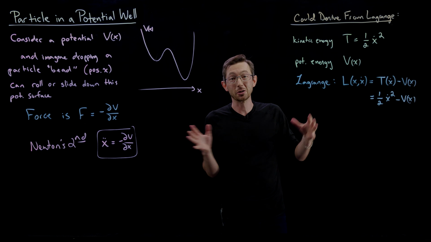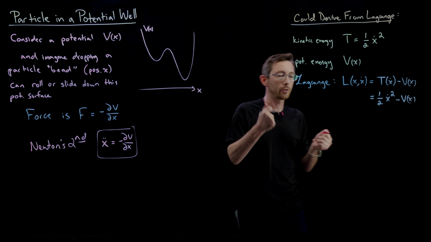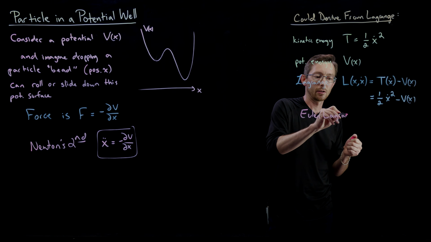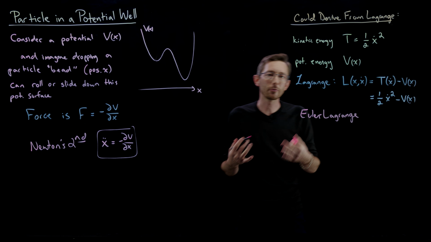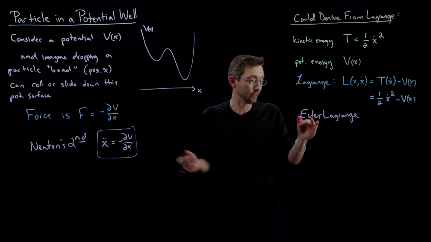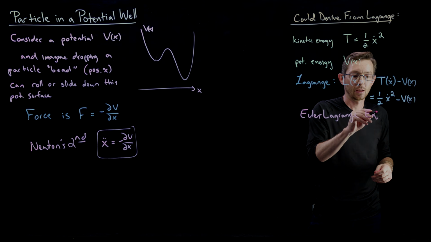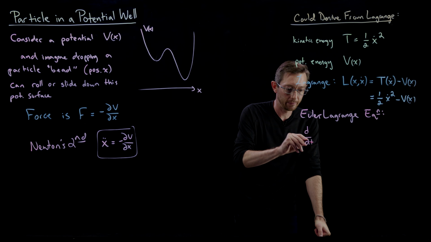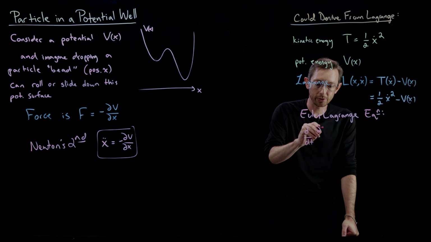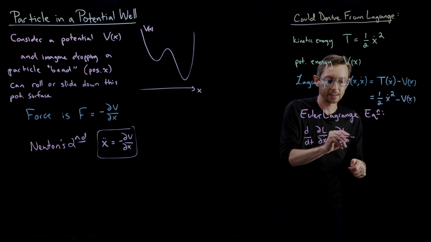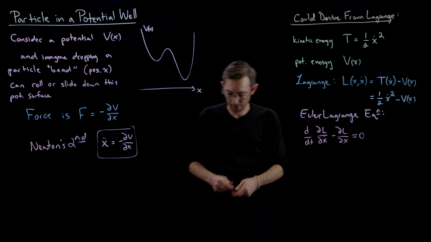And so the Euler-Lagrange equations are a set of second-order differential equations that are one of the most important sets of equations in all of physics. These come from the principle of least action, which is probably the most universal principle in all of physics. The Euler-Lagrange equations essentially say that the time derivative of the partial derivative of L with respect to x dot minus the partial derivative of L with respect to x equals 0.